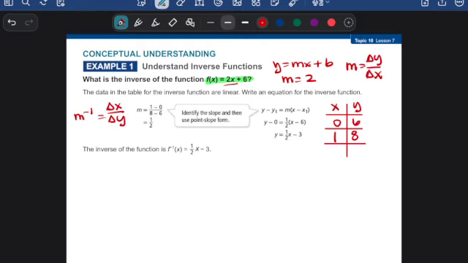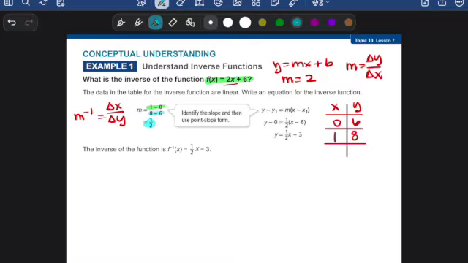And then if we switch those, we're going to put the change of x, or 1 minus 0. So we're going to put the x first, and then we're going to put that over the change in y, 8 minus 6. So what do you notice about the inverse slope, or the slope of the inverse function? It is the multiplicative reciprocal of the original slope.